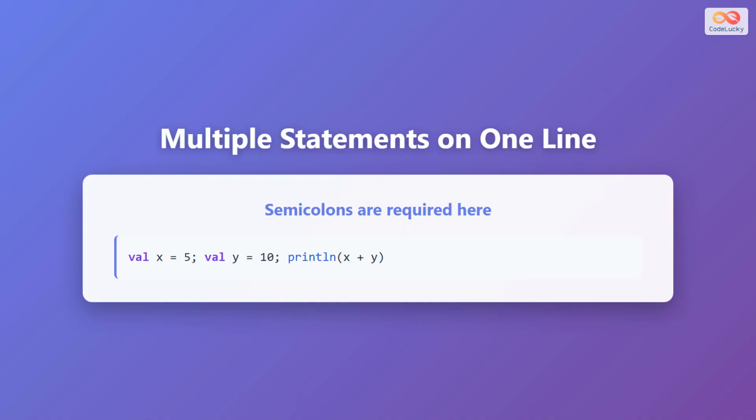There is one situation where semicolons are required. If you want to write multiple statements on the same line, you must separate them with semicolons. Here, we declare x equals 5, then y equals 10, and finally print their sum, all on one line. The semicolons tell the compiler where each statement ends. However, writing multiple statements on one line is generally discouraged for readability reasons.